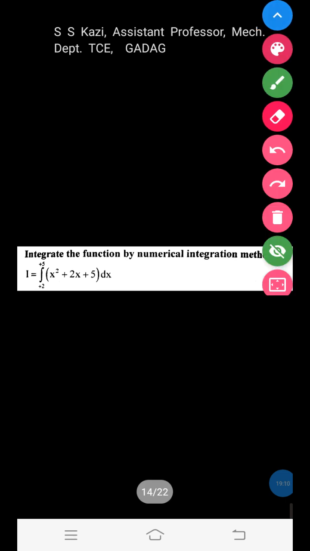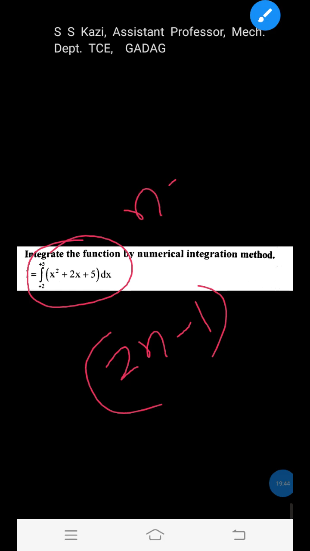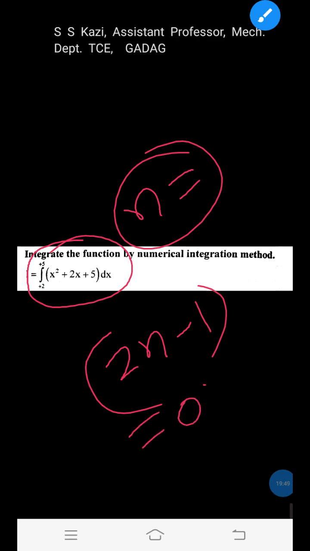Okay, this is one of the exercise problems. My dear students, you try to integrate this particular integral from the limits 2 to 5, x square plus 2x plus 5 with respect to x. Now here it is not mentioned which point method to be used to evaluate this given integral. In that case, we know that the Gauss point method is used to integrate a polynomial of order 2n minus 1, where n is the number of sampling points. 2n minus 1 is the order of the polynomial.